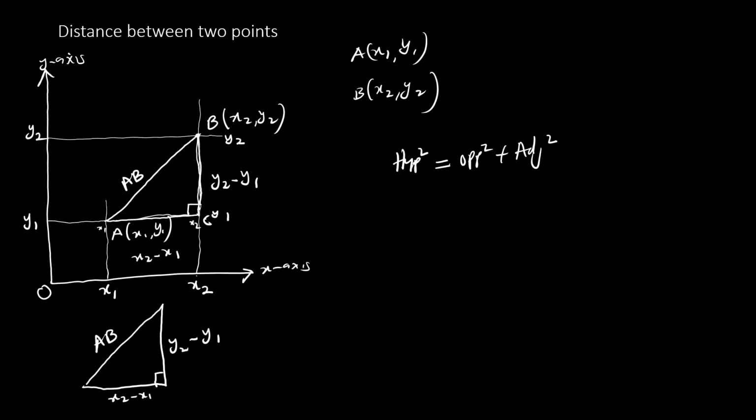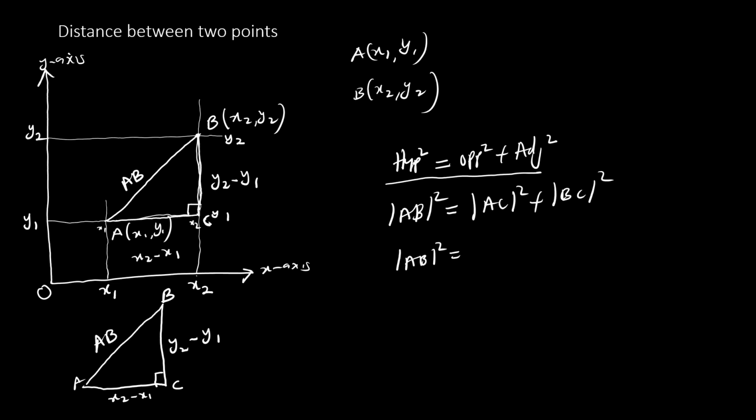Let's take this as point C. So we now have point B, point A, and point C. In relating this formula with this triangle, we can have AB square equals AC square plus BC square. And don't forget, we are looking for AB. If we can find AB, that will be the distance between point A and B. So here AB square will be equal to our AC, which is x2 minus x1 squared, plus BC, which is y2 minus y1 squared.